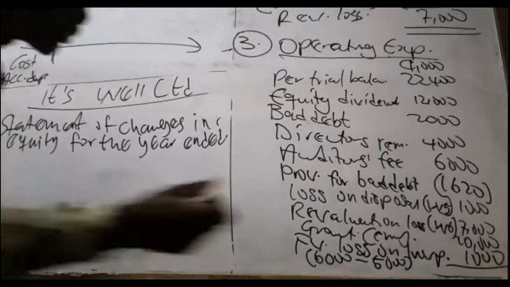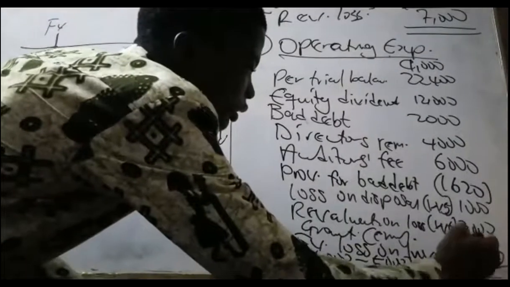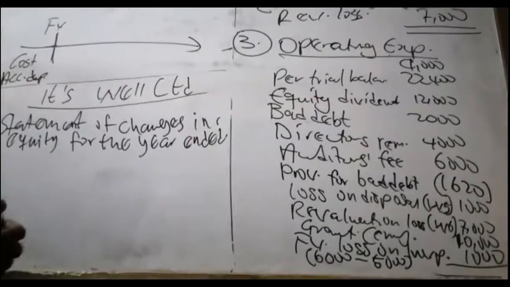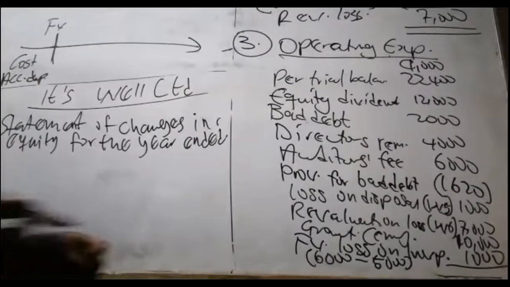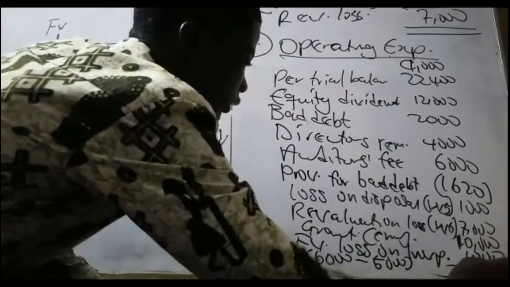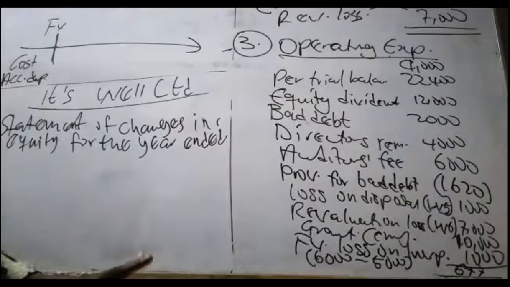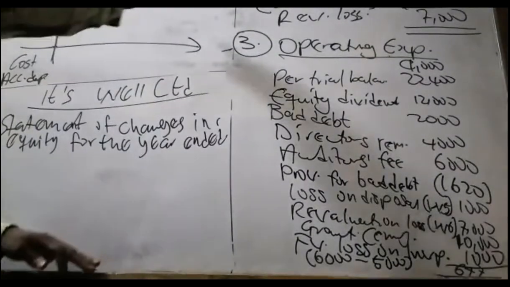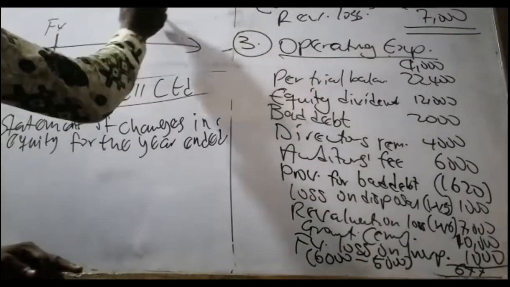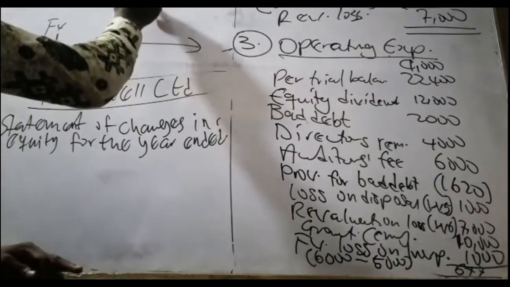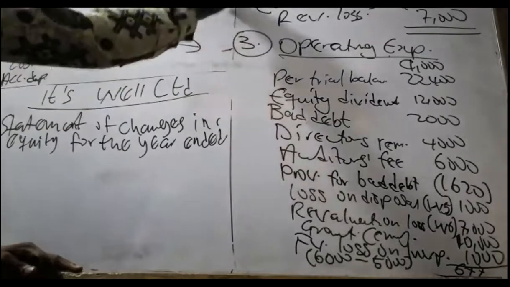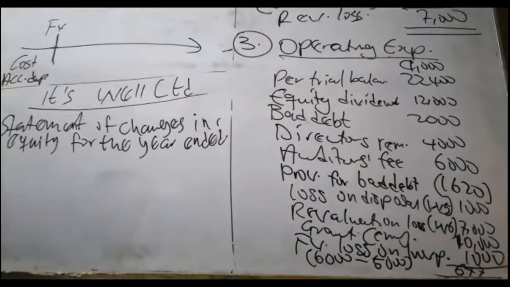Yes, the grants amount is 10,000. Good. So 67,000. 67,000. 780. Can I write it somewhere? Yeah, let me write it here. 67,780. Agreed. Bracket workings number 3. Good. You put it in brackets so that we can get the operating profit.